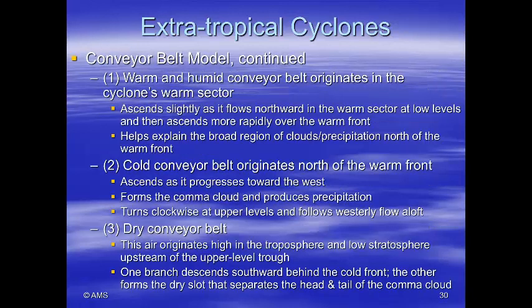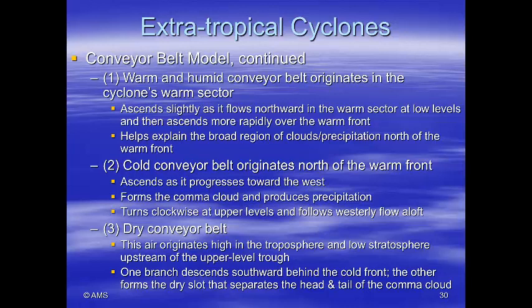So the warm and humid conveyor belt originates in the cyclone's warm sector. It ascends slightly as it flows northward in the warm sector at low levels and then ascends more rapidly over the warm front. And this explains the broad region of clouds and precipitation north of the warm front.